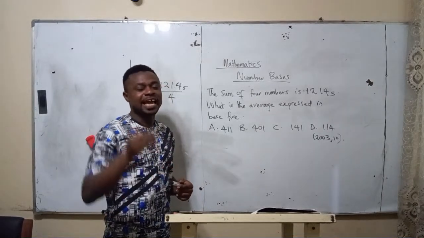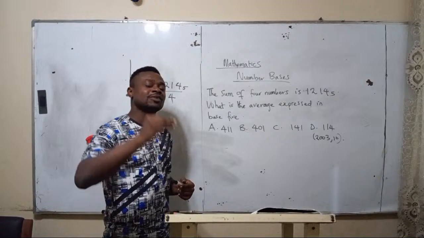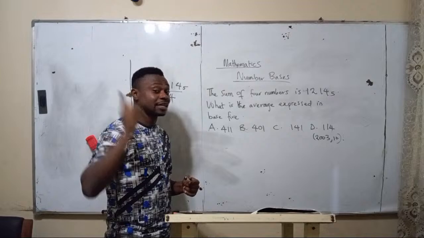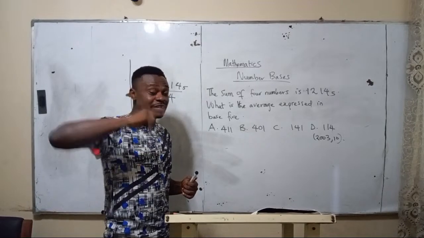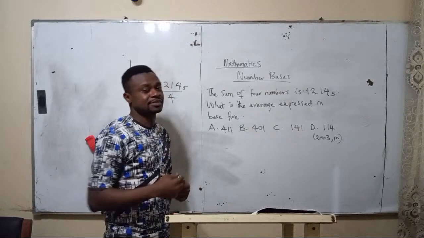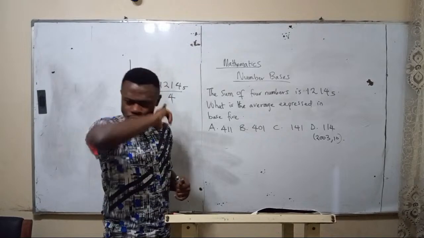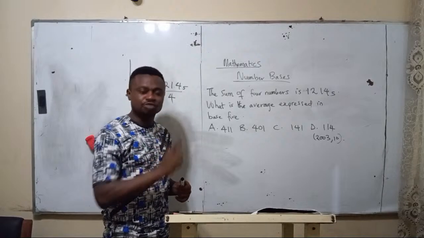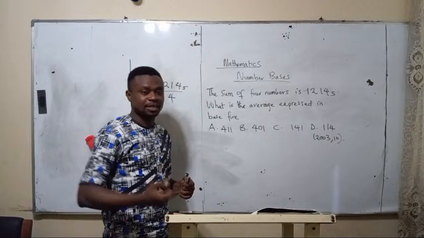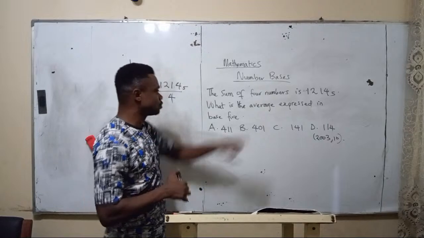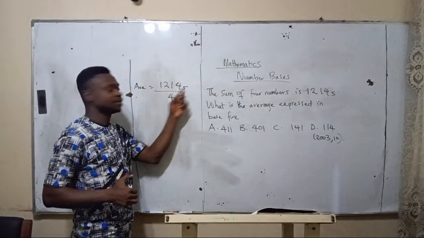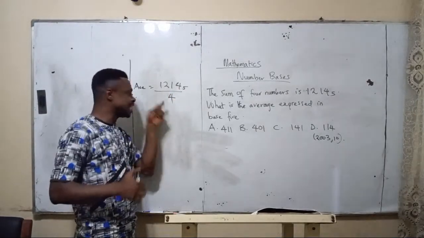Remember, if you have a number to a particular base, all the digits of that number must be less than the base. They should not be equal to the base, and none of the digits should be more than the base. They must be less than the base. Look at this one now. You see all the digits here are less than 5. Now this 4 is less than 5.